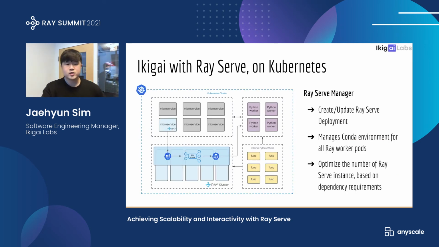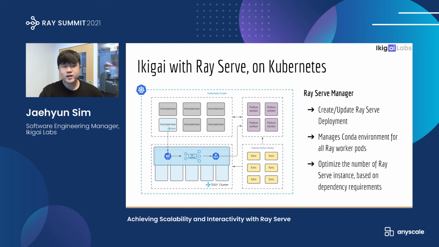So with that challenge resolved, this is what our Kubernetes cluster looks like. As you can see, we have a Ray cluster inside of our big Kubernetes cluster, and then we implemented this in-house solution for managing Ray Serve instances, which is Ray Serve Manager. It's the microservice that does the following things: create and update Ray Serve deployments, manage the conda environment for all Ray worker pods or worker nodes, and optimize the number of Ray Serve instances based on dependency requirements.